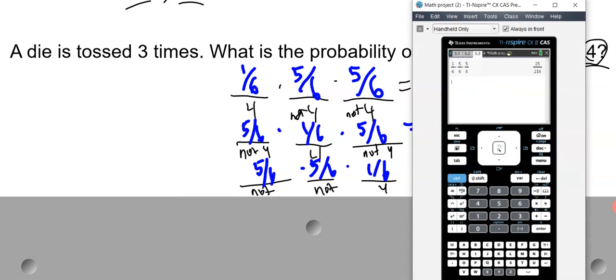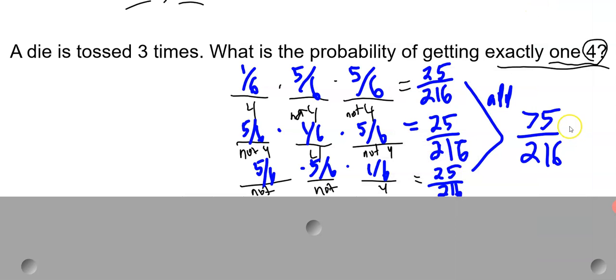Let's just look at that. 75 divided by 216 simplifies to 25 over 72. So that would be 25 over 72. So that's the probability of getting exactly one 4.